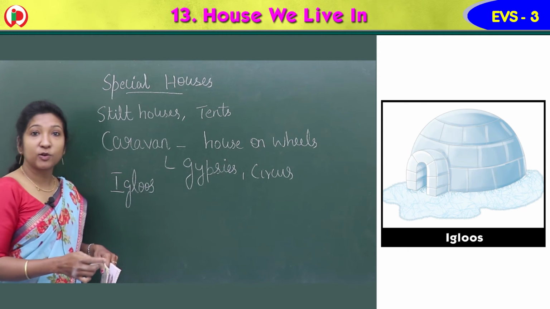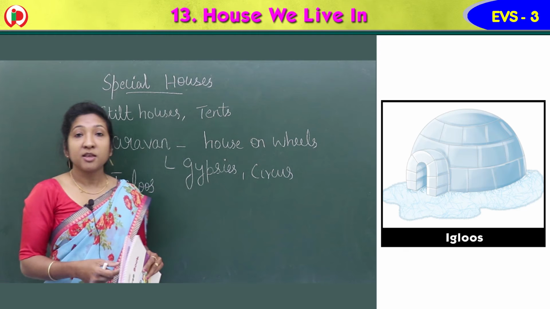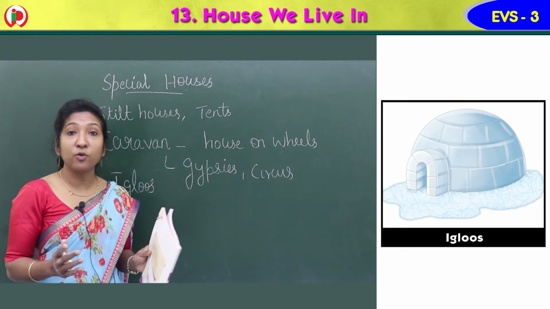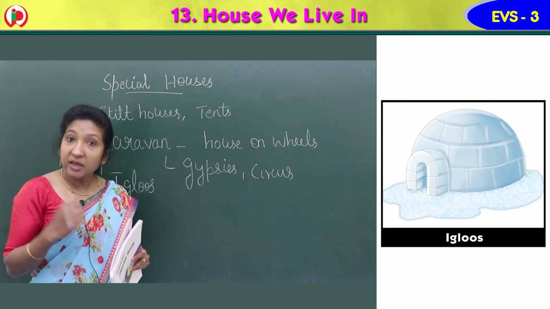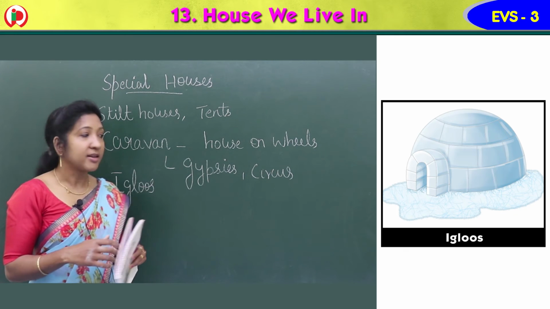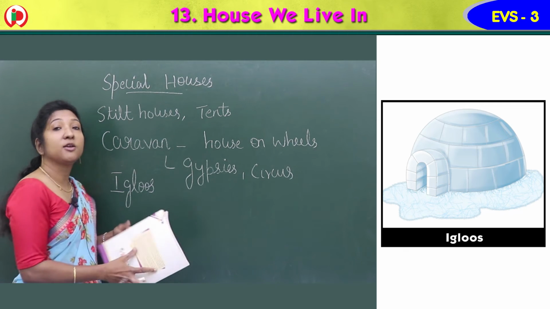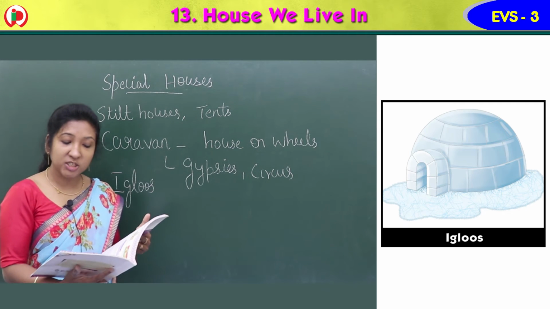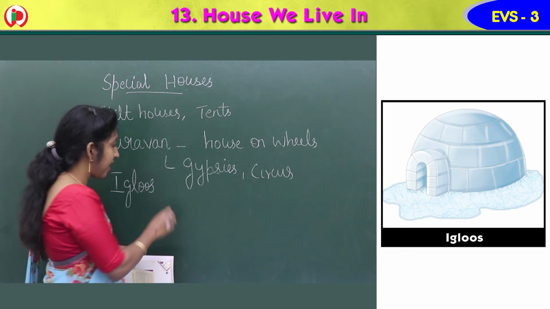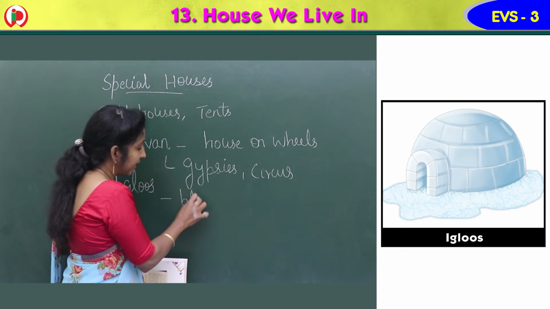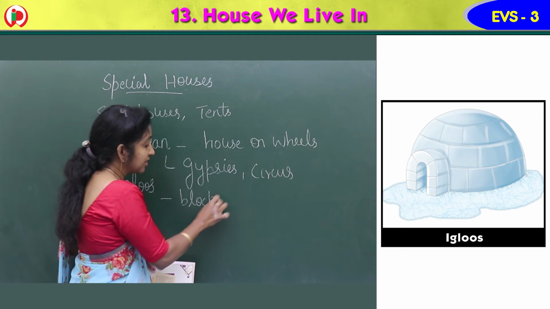I-G-L-O-O-S. Igloos. Igloos are houses made of snow, or we say ice. With ice people make houses. That house name is igloos. Igloos are dome-shaped houses made of blocks of ice.